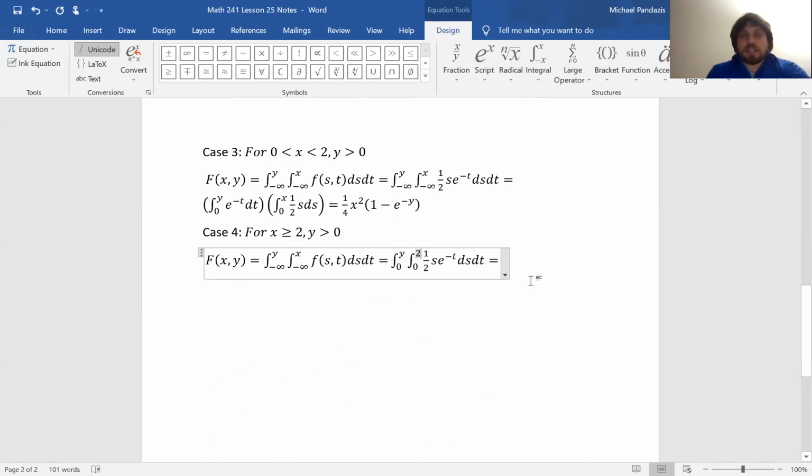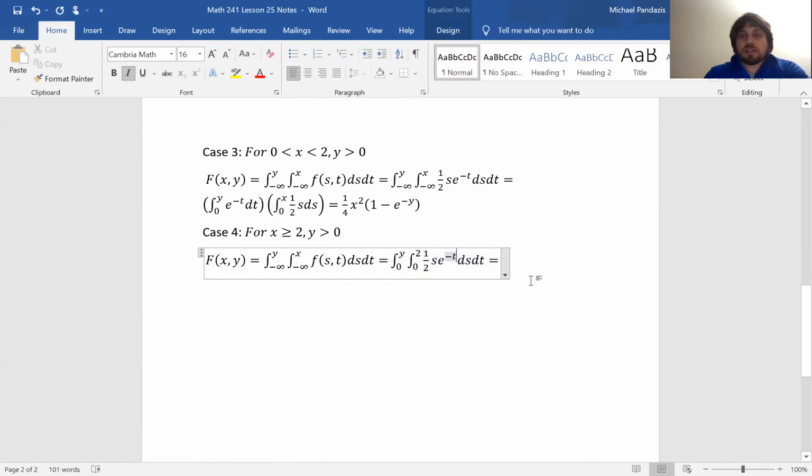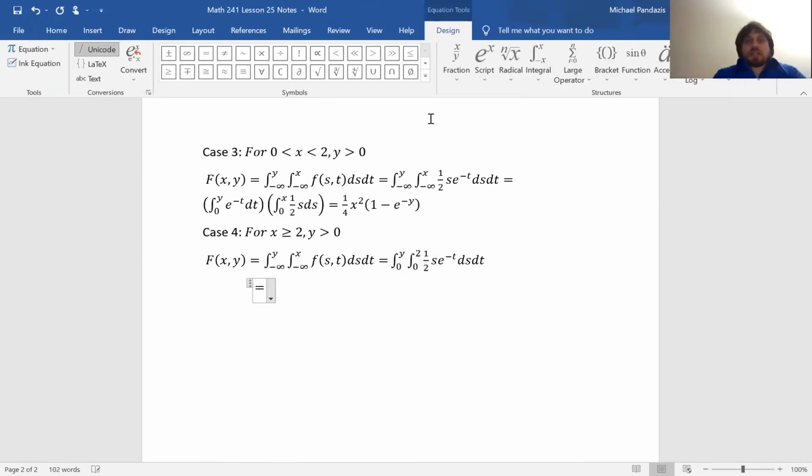Okay, and then that's equal to the definite integral from 0 to y of e to the negative t dt, times the definite integral from 0 to 2 of 1/2 x dx, and that's equal to 1 minus e to the negative y.